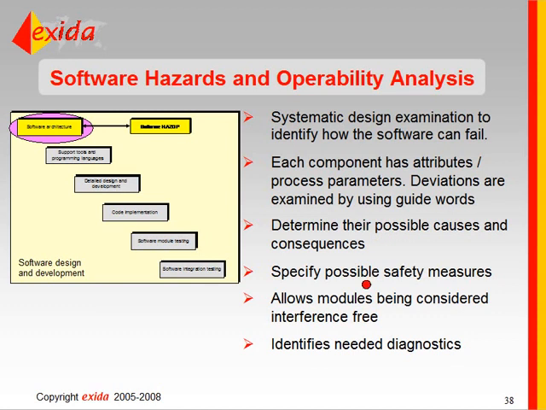And then you determine their possible causes and consequences. You specify possible safety measures. So once again, this is diagnostics you can put in place to detect the problems. And this allows you to have modules considered interference-free. So we talked about that earlier when I talked about independence.